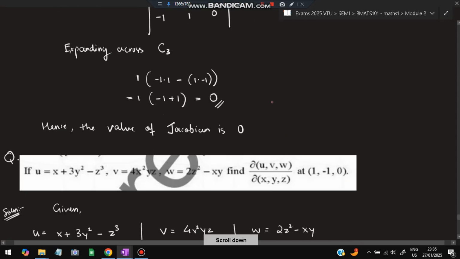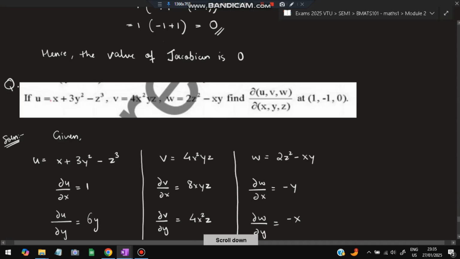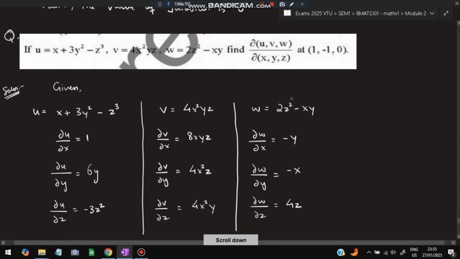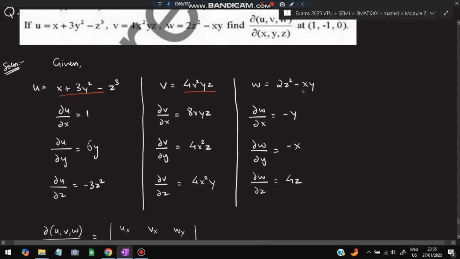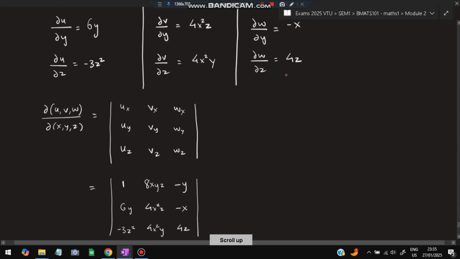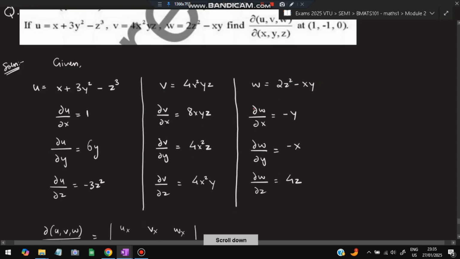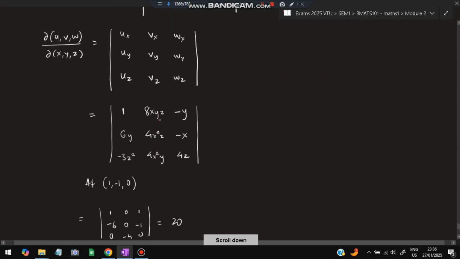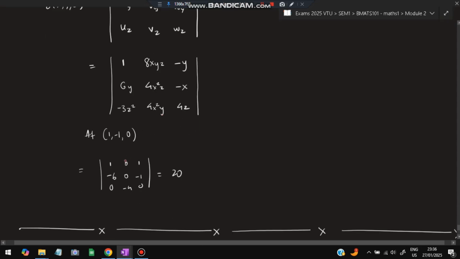If you still didn't understand, let's solve another question here. The u value is given as this, the v value is given as this, the w value is given as this. You have to find out the Jacobian at these values, which are also given to us. Again the same thing: we'll write u v w here and find the partial differentiations. After that we'll substitute those values here, and they have given the values of x y z as 1, -1, 0. So we'll substitute x y z as 1, -1 and 0 wherever it is. After that you'll get this value here, and you'll expand it with any rows or columns.